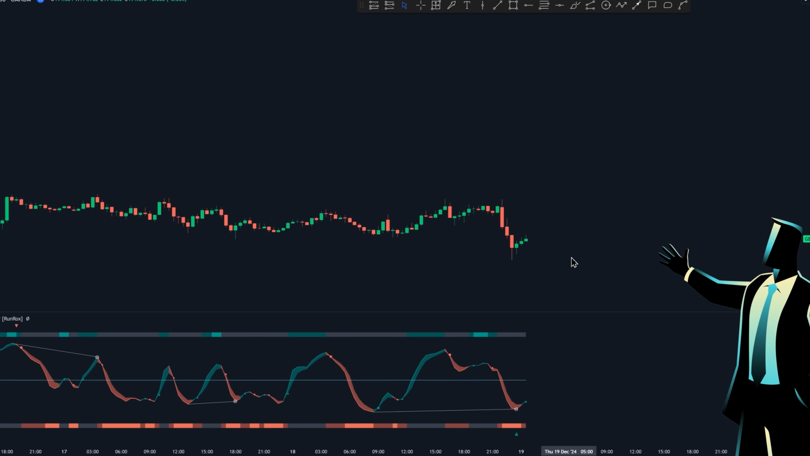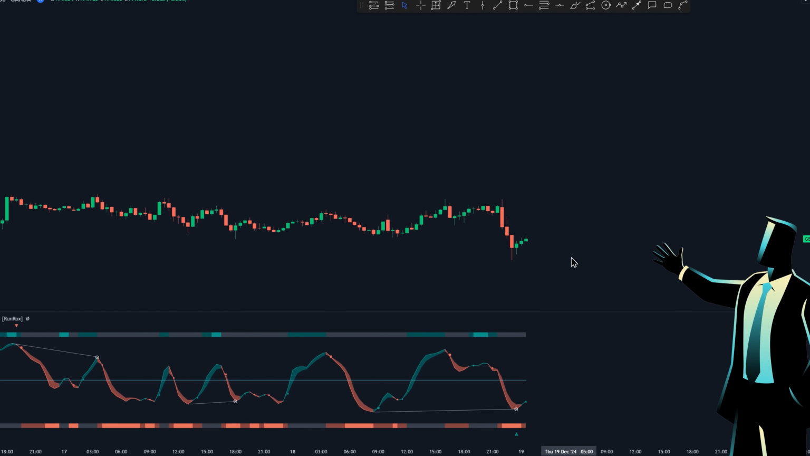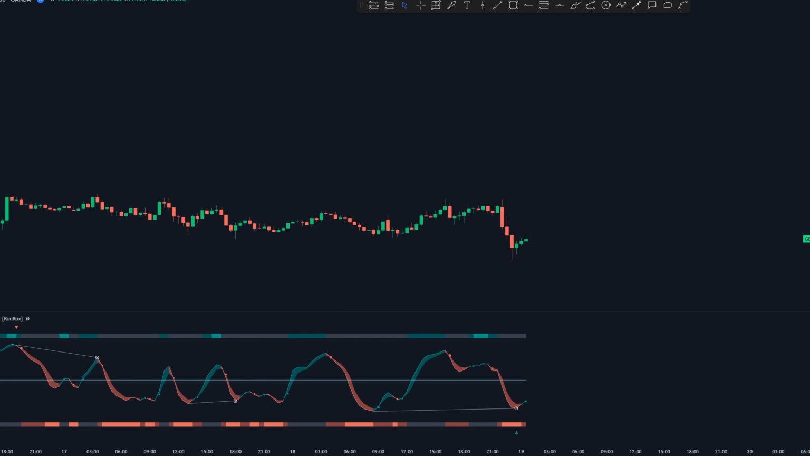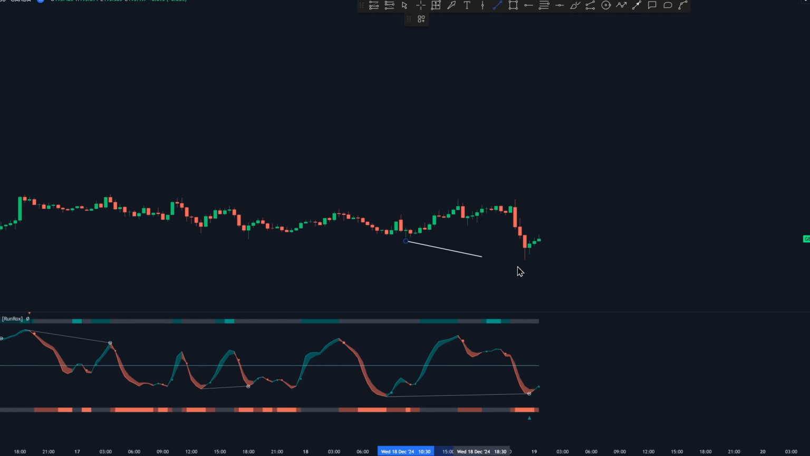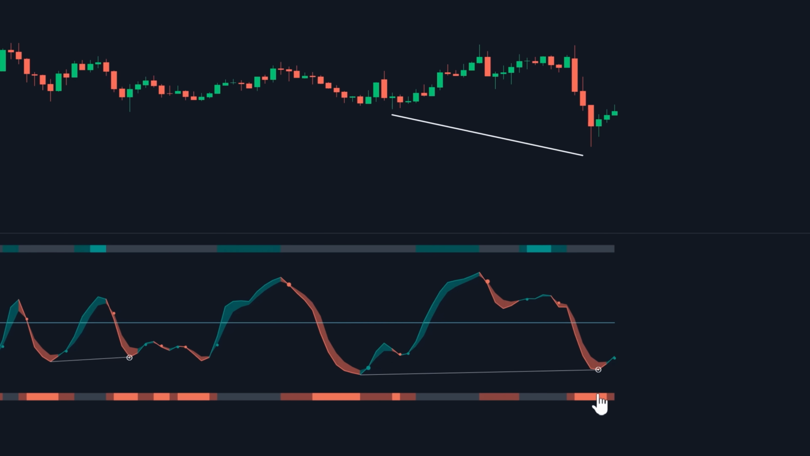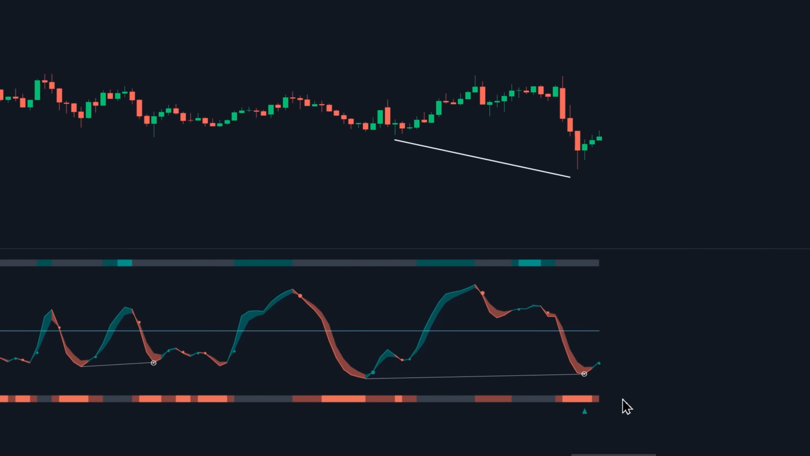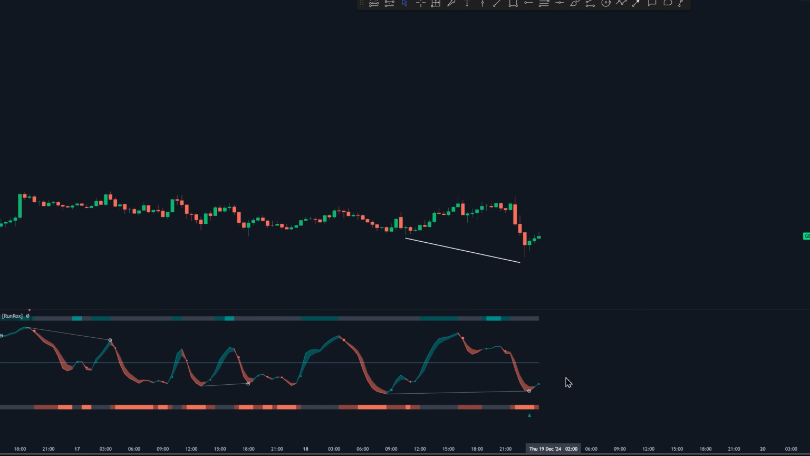Now, for a long position, condition number 1 is to identify a bullish divergence, which, as you can see, is right here. The price created a lower low, while the oscillator created a higher low. Condition number 2 is that the market should be extremely oversold, and that is going to be indicated by the bright red color on the oversold level. Condition number 3 is that you want to have a bullish reversal signal either aligned directly below the divergence or in between the divergence and the tiny dot at the end of the signal line.